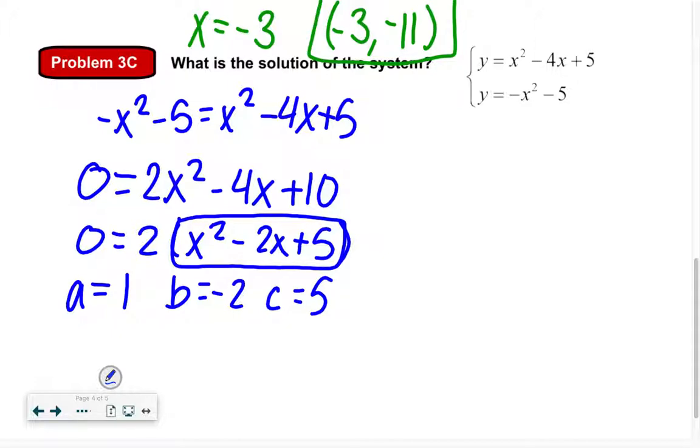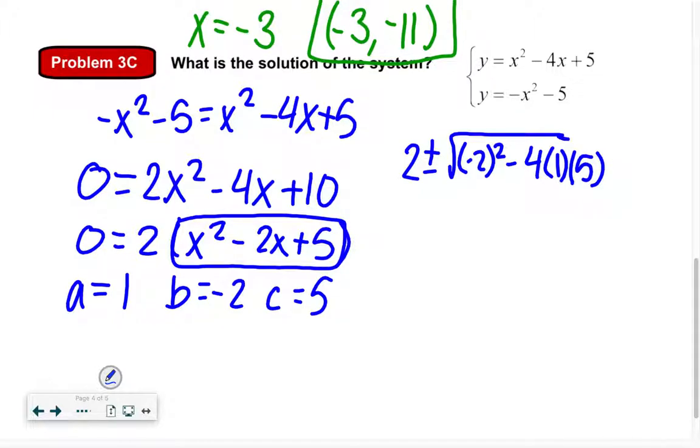Quadratic formula: negative b, so I got 2, plus or minus the square root of my b squared, which is negative 2 squared, minus 4 times my a, which is 1, times my c, which is 5, all over 2 times a, which is 1. So far, so good?